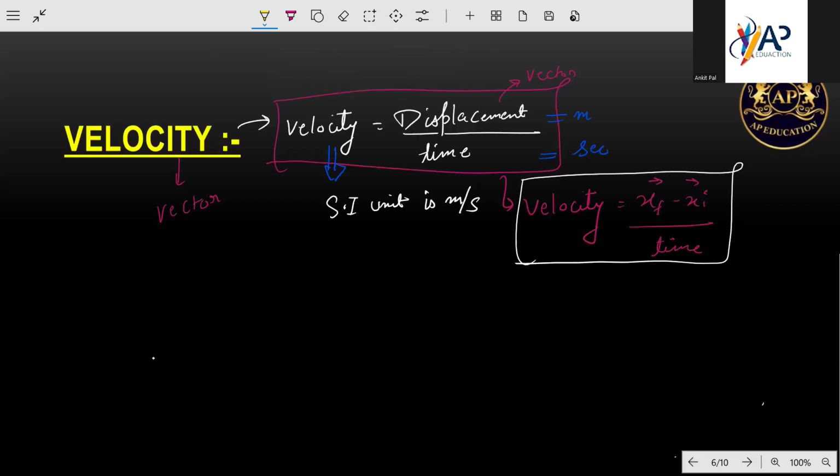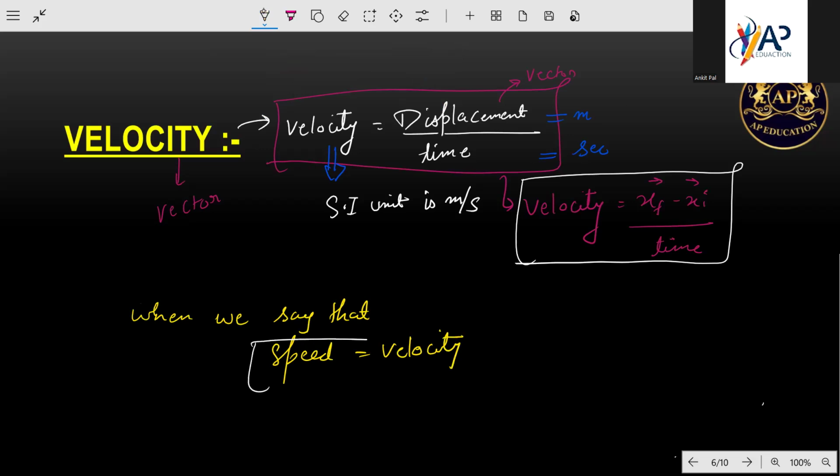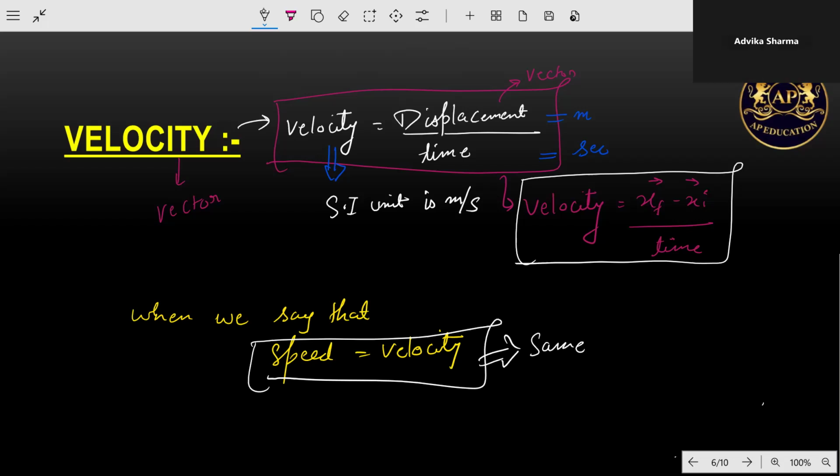In which condition is speed equal to velocity? Can you tell me? The same condition applies for distance and displacement. When they are going in a straight line, speed is equal to velocity.